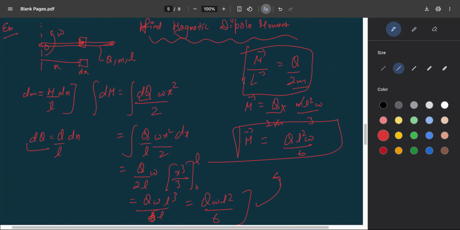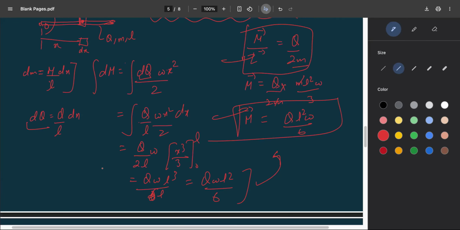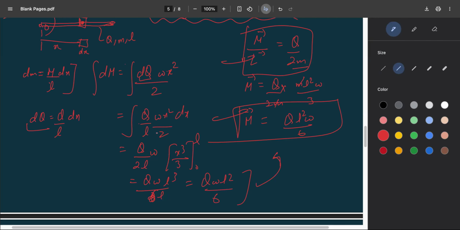The answer is the same. You can see, just one line, another line, answer. Here you need to do a complete integration, keeping track of each small element, whatever you have taken. So just see what's the difference. If you have any doubt, please let me know. Otherwise, we can end the session.